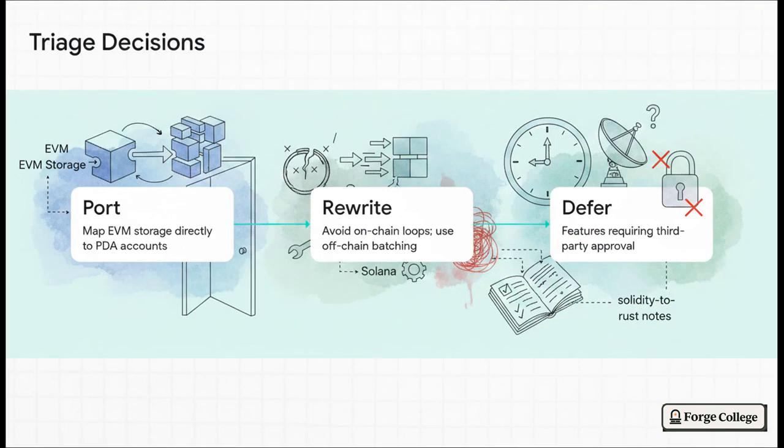So every single feature of your contract is going to fall into one of 3 buckets. Number 1 is port. These are the features we're just bringing over, mapping their EVM storage directly to Solana's program-derived addresses, or PDAs. Number 2 is rewrite. Remember those expensive loops we found earlier? Yeah, we rewrite those to use off-chain batching. And number 3 is defer. If a feature relies on a third-party oracle that just isn't on Solana yet, we put it on pause. Every single decision here maps directly back to the analysis we already did.